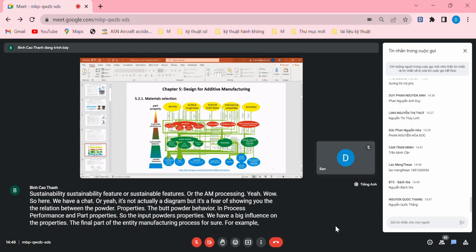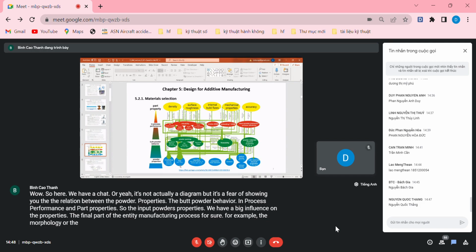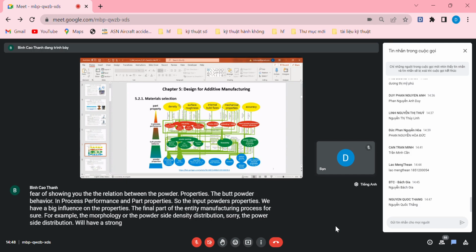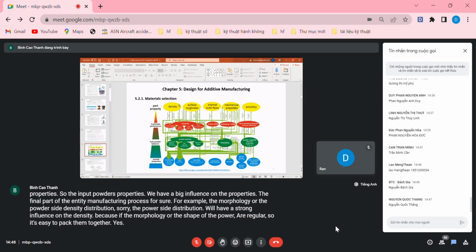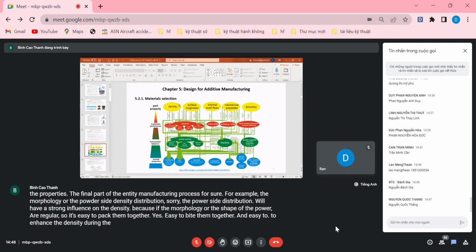For example, the morphology or the powder size distribution will have a strong influence on the density, because if the morphology or the shape of the powder is regular, it's easy to pack them together, and easy to enhance the density during the materials design process.